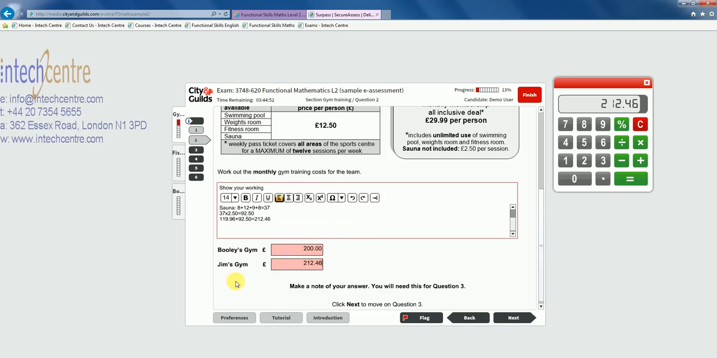So this is the monthly gym training costs for Bruley's Gym and Jim's Gym. So this was the sauna prices inclusive, and the Jim's Gym, this was the monthly membership without sauna.